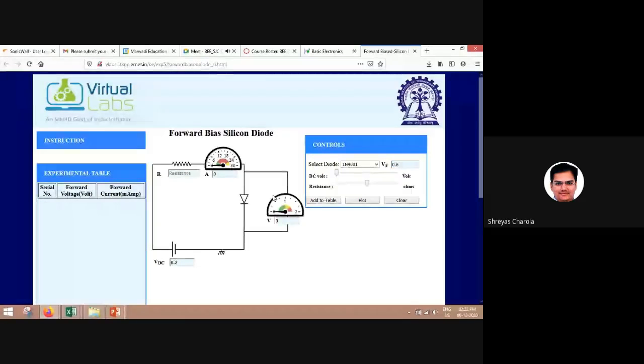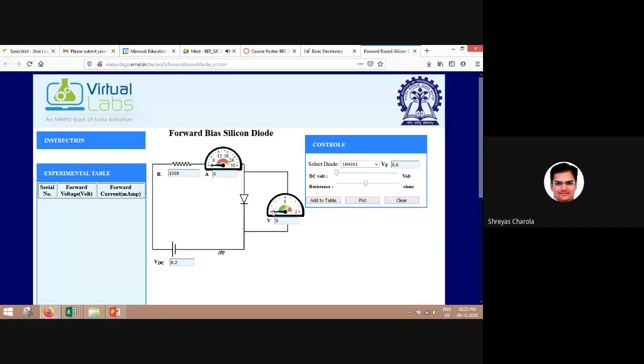Now what you are able to set here are the DC voltage and the resistance. Put the resistance as 1 kilo, that is 1000, as a fixed value. Then take the reading from 0 to 1 volt with a step of 0.1. So first take the reading at 0.2, then 0.4, 0.6, 0.8, 1 and 1.2.